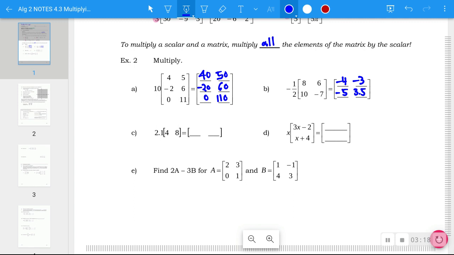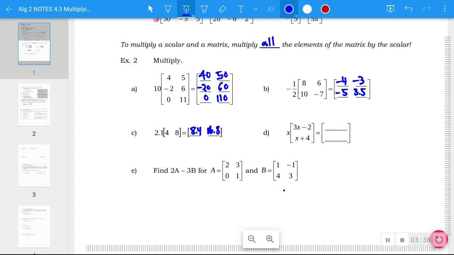Okay, 2.1 times 4 is 8.4. And 2.1 times 8 is 16.8. So our new matrix is 8.4, 16.8.